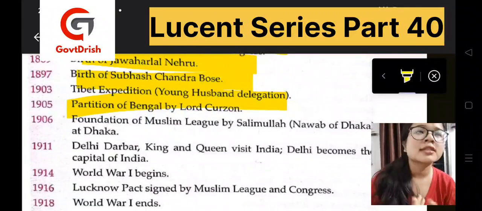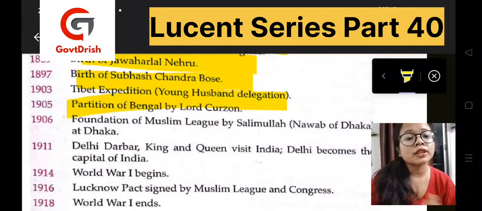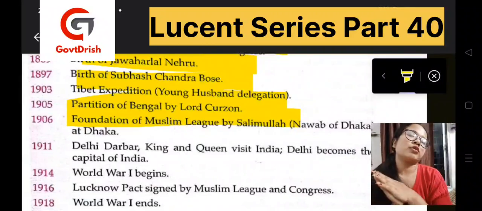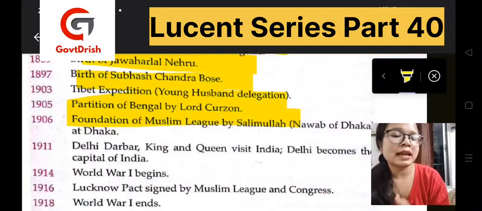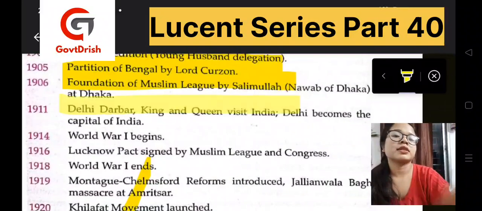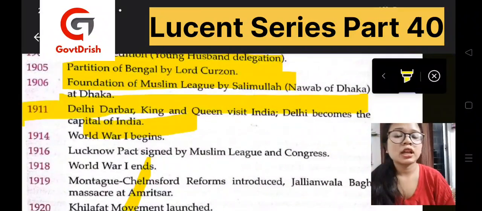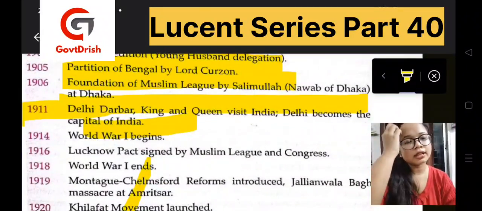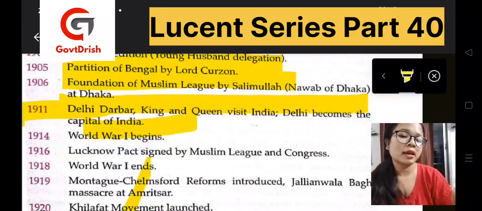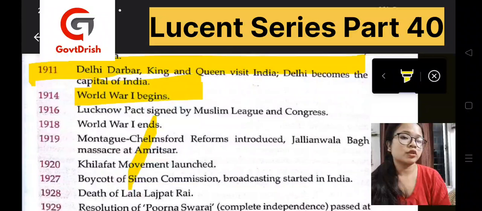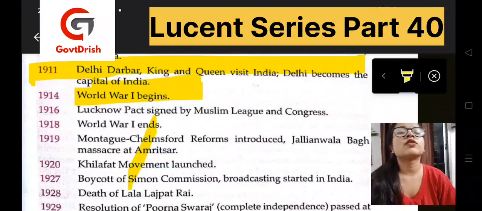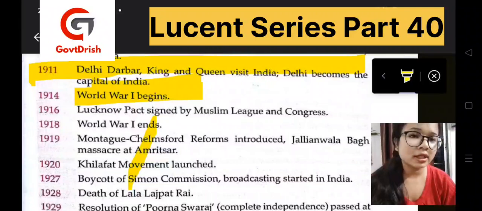This has been one of the most talked about topics of the independence. Then the Muslim League, separate electorate, when did that even take place? When Delhi became the capital of India. This is very important because Delhi is still the capital of India, and this question may arise: when did Delhi become the capital? World War One, World War Two, when World War One began, when it ended, and when World War Two began, when it ended. All the dates are important.